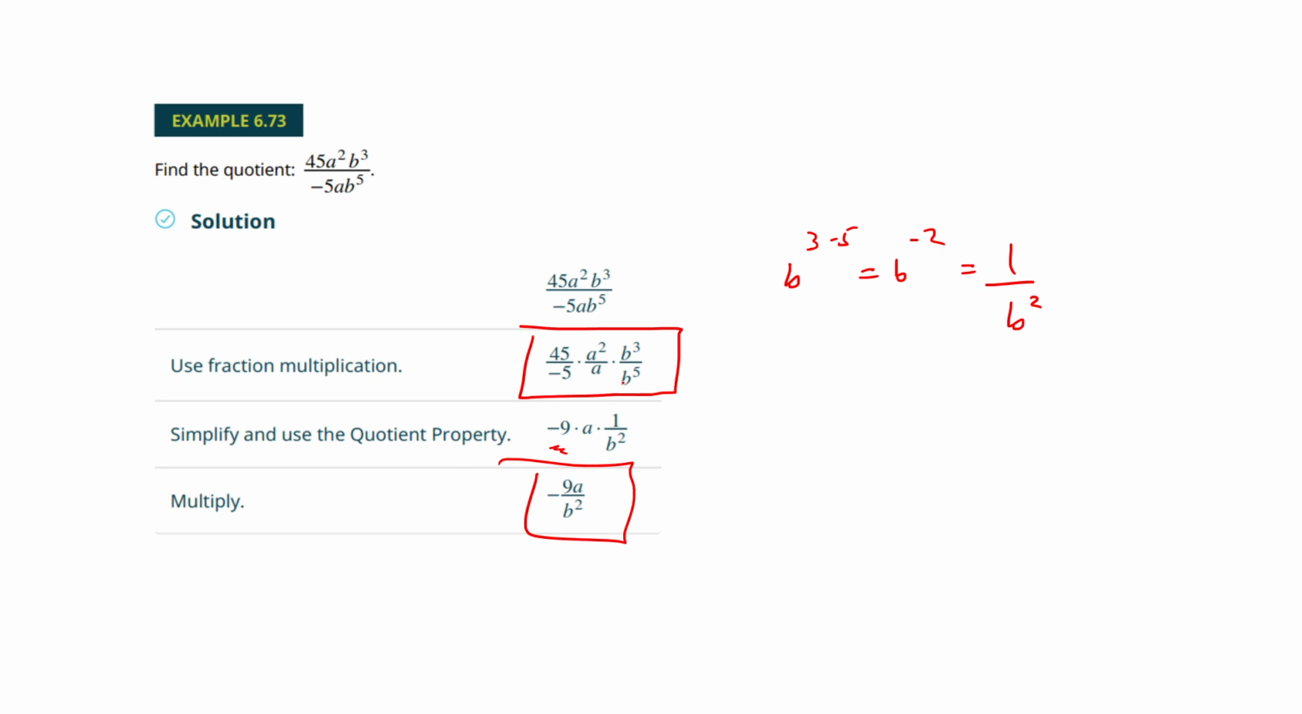So remember, these rules about simplifying are only true if the bases are the same. You can only put the a's together and the b's together.